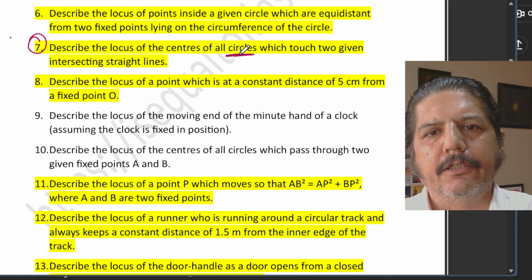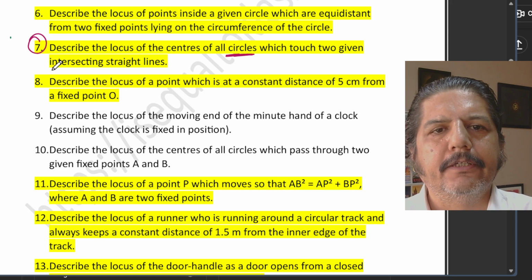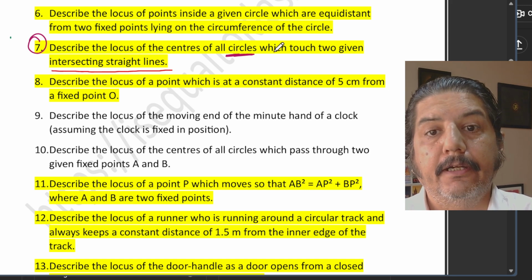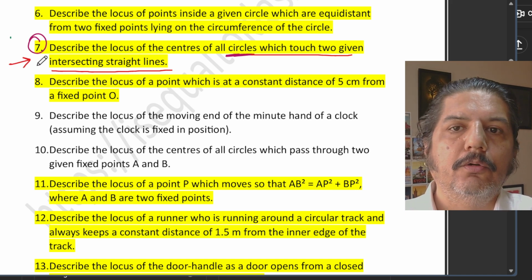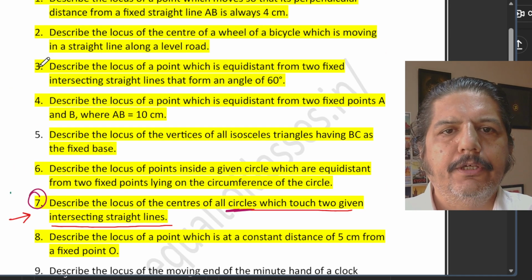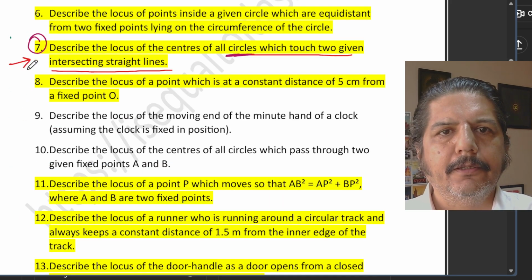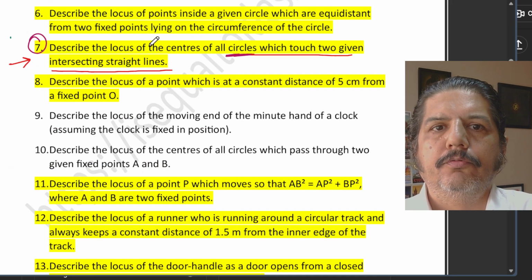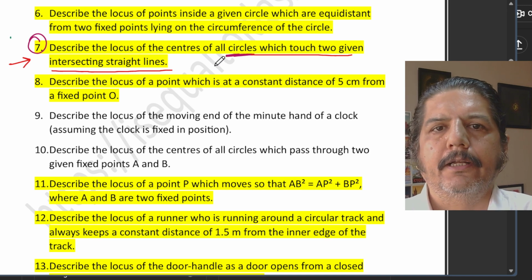Locus of the centers of all circles which touch two given intersecting straight lines. So this question number 7 that we are doing now is somewhere closer to the earlier question we had done, question number 3. These two questions are a bit similar, but let's focus on this question now. Describe the locus of the centers of all circles which touch two given intersecting straight lines.